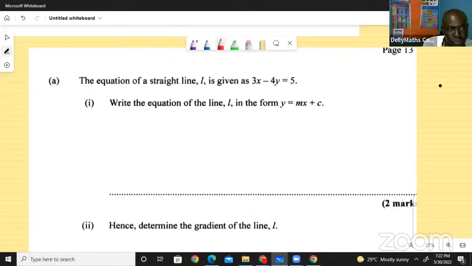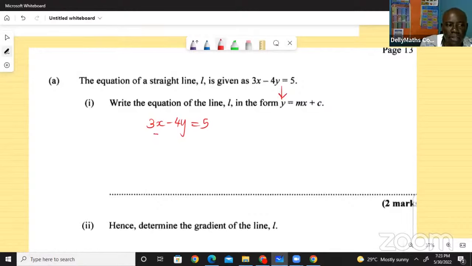So if you're asked to write it in this format, you have 3x minus 4y equal 5. What they really mean is that we want to transpose to make y the subject. When y is the subject, it's alone. So the y is not alone. So we're going to migrate the things by using mathematical principles.